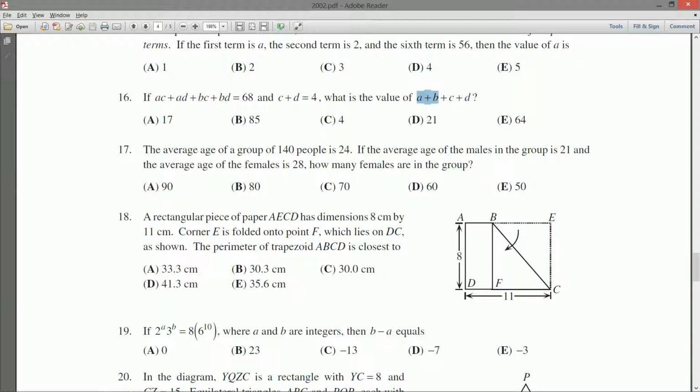Now, maybe I can't get A plus B. Maybe I'll have to individually get A or individually get B, things like that. But the tip-off here is we don't have enough equations to get each one singly. So we start to look at groups of them. What could we get? Could we get A plus B plus C plus D as a single expression out of here? Or can we break it down and say, aha, we have C plus D already. Can we just get A plus B?